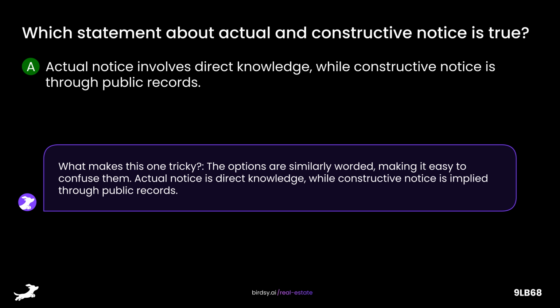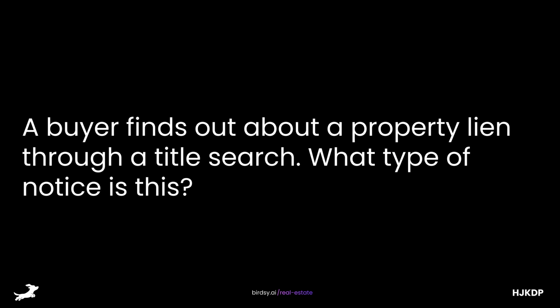What makes this one tricky? The options are similarly worded, making it easy to confuse them. Actual notice is direct knowledge, while constructive notice is implied through public records. A buyer finds out about a property lien through a title search. What type of notice is this?